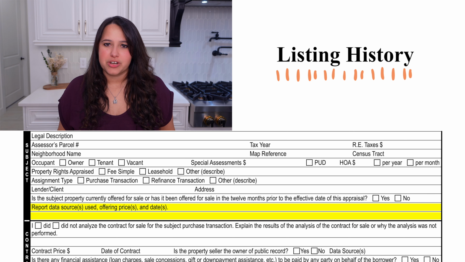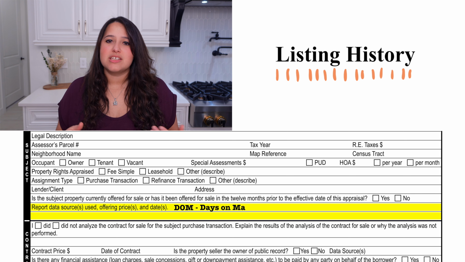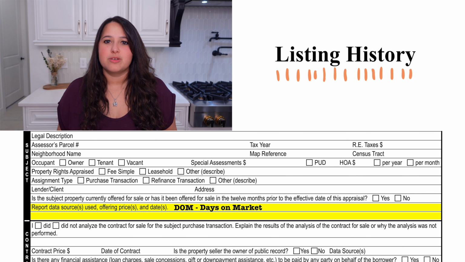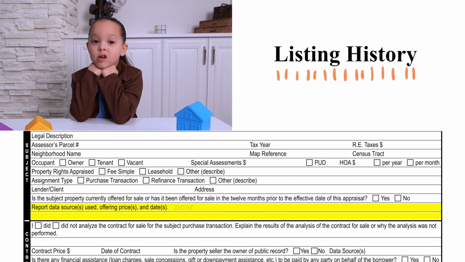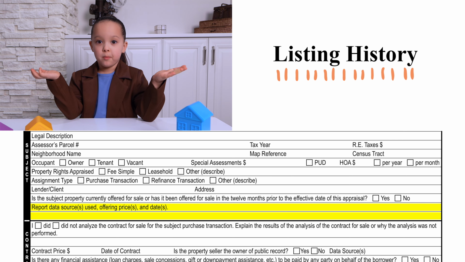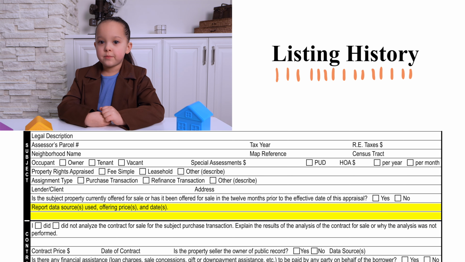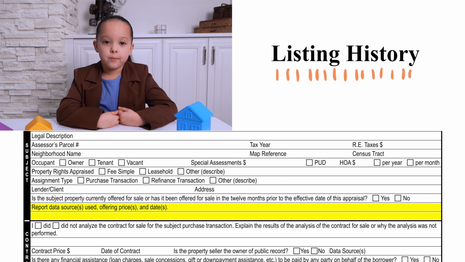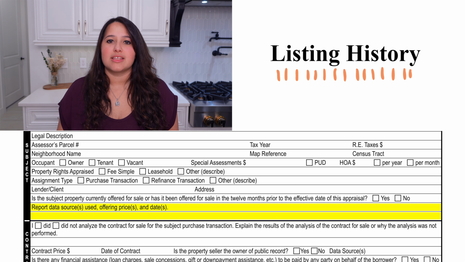You might see acronyms like DOM in this section, and that refers to days on market. That's how long the property was listed before it sold or was taken off the market. If a house has been on the market a long time, that tells you something about how people felt about the price. That's right, Cosette. We also include all of our sources like the MLS and public records for obtaining this information. So everything in the report is accurate and transparent for the lender.